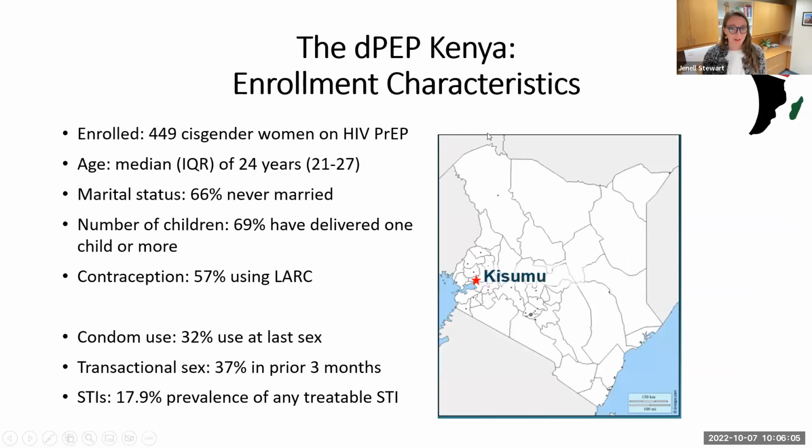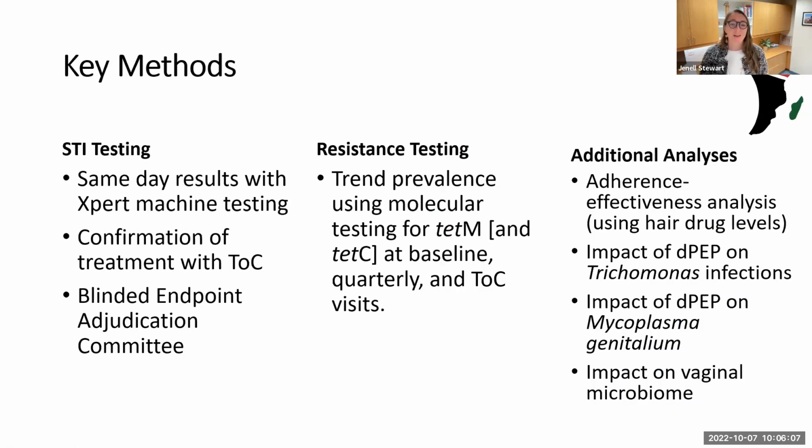Resistance, a very hot topic here. Resistance is a very hot topic, and we're using molecular testing to look for the tetM gene in gonorrhea and measuring that prevalence across the study. As Connie mentioned, resistance in chlamydia has not yet been described, but we're monitoring for it anyway with the tetC gene to see if there's any evidence of this over the course of the trial.